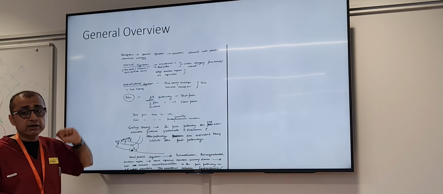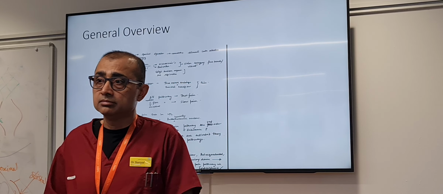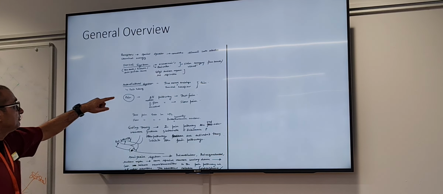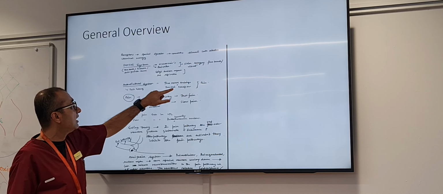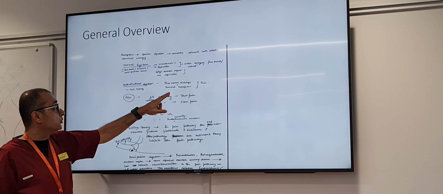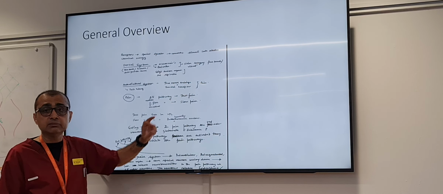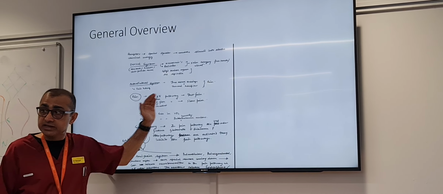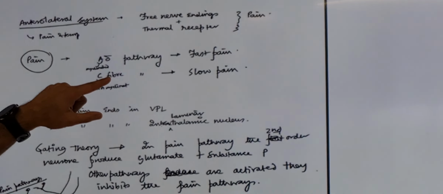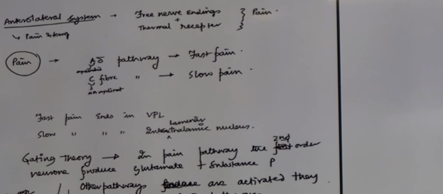For the anterolateral system, what information do they carry? Pain and temperature. Pain by the free nerve endings and thermal receptors. Out of the pain, the A delta pathway is for fast pain. So if you touch something, you feel it immediately, because that is carried by the fast fibers, which are a bit more myelinated. And C fiber is for slow pain, which is unmyelinated, so that takes longer.